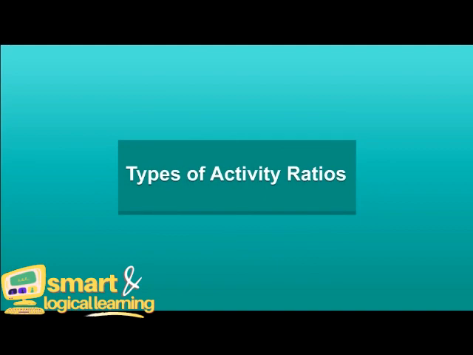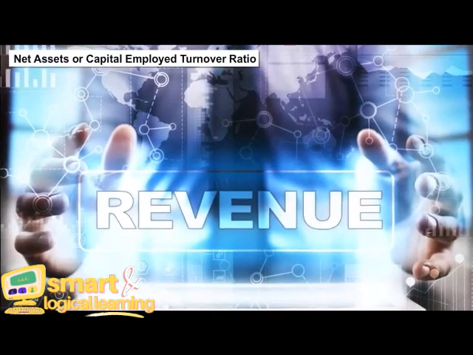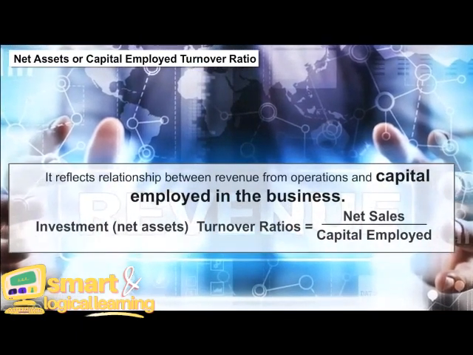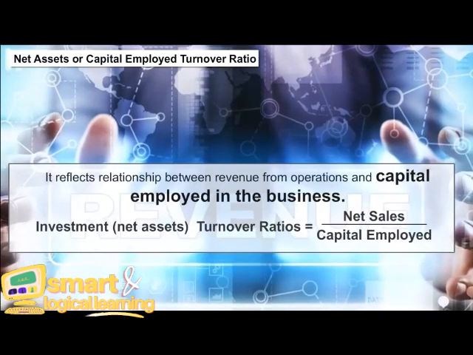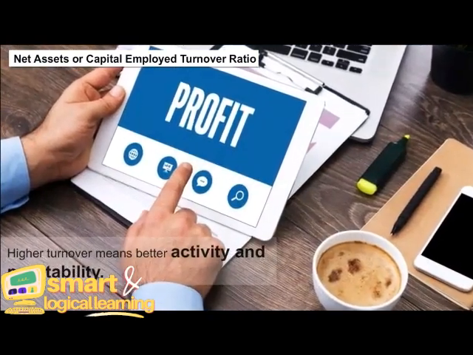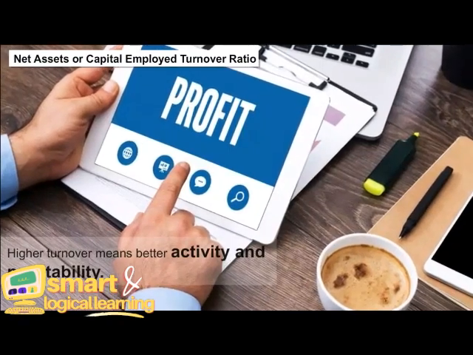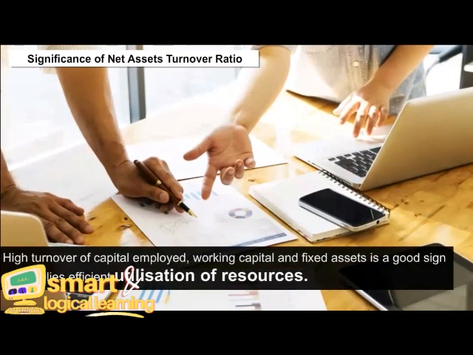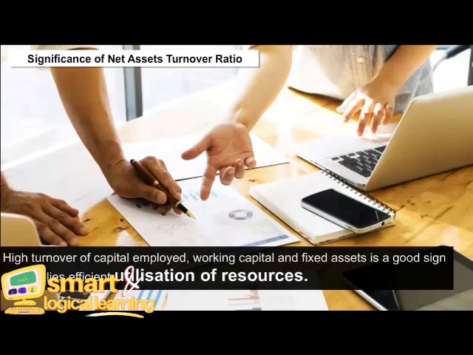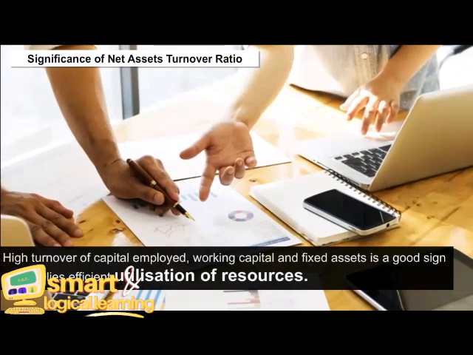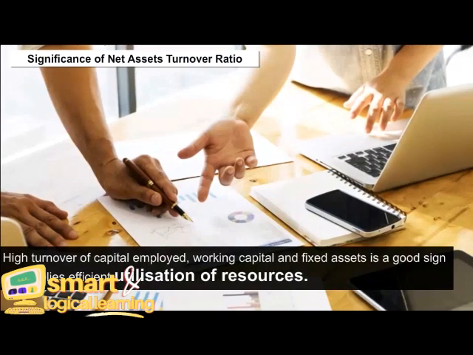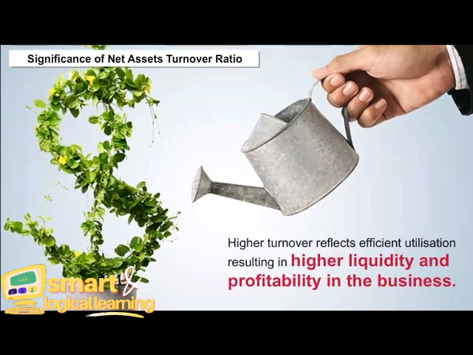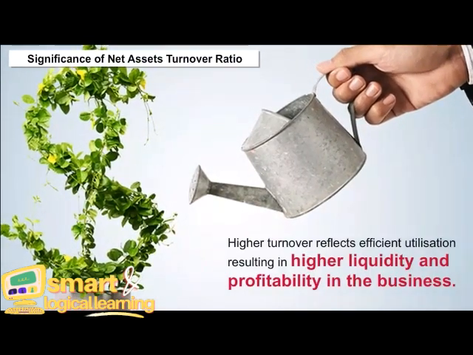Types of activity ratios. Net assets or capital employed turnover ratio. It reflects the relationship between revenue from operations and capital employed in the business. Higher turnover means better activity and profitability. Significance of net assets turnover ratio. High turnover of capital employed, working capital, and fixed assets is a good sign and implies efficient utilization of resources. Higher turnover reflects efficient utilization, resulting in higher liquidity and profitability in the business.